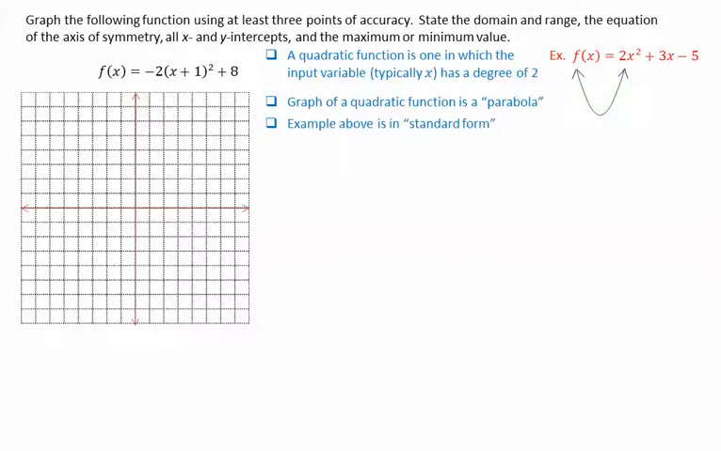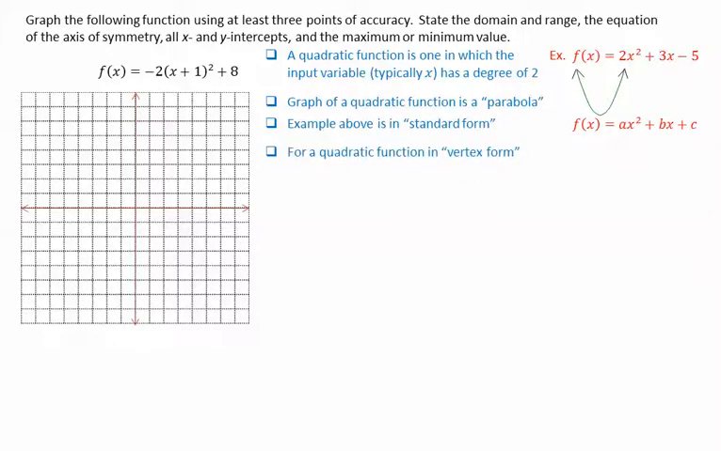The example that's given above is in the form called standard form. Standard form is f of x equals ax squared plus bx plus c. Note that a here cannot be equal to 0, as then it would not be a quadratic function.